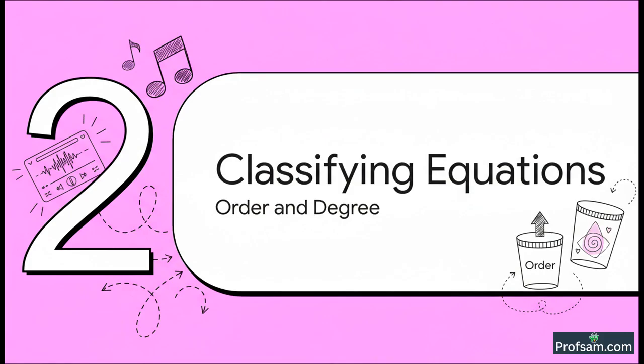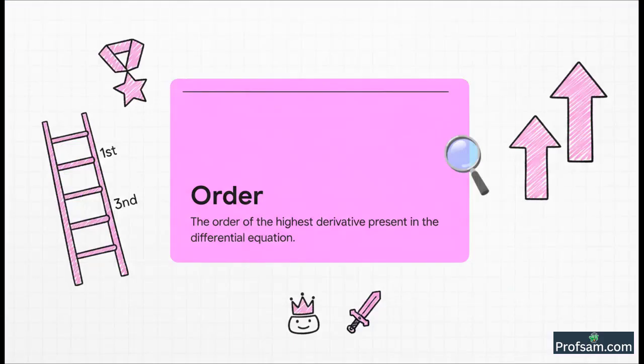Okay, just like how you might sort your music into different playlists based on genre or mood, we also need a way to classify these equations. It helps us figure out the best way to solve them. And the two main ways we do this are by using something called order and degree. Let's break them down. First up is order.